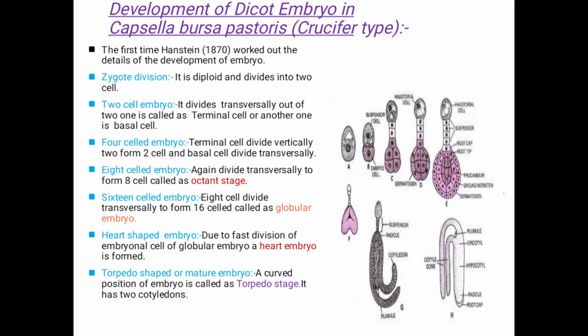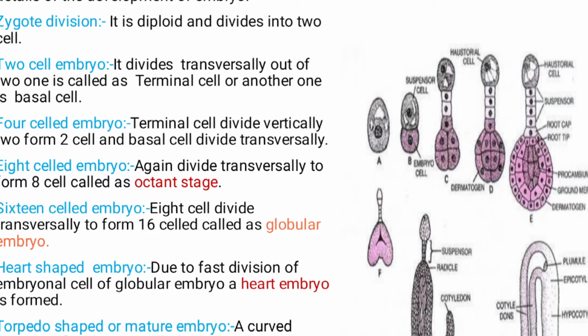Now in Capsella bursa-pastoris, there are various stages. We have to see the various stages of the dicot embryo. The diploid zygote undergoes a period of rest, forming a layer around it called the oospore. Now the oospore forms the jacket. Now, the two cell stage. Here the two cell stage occurs.